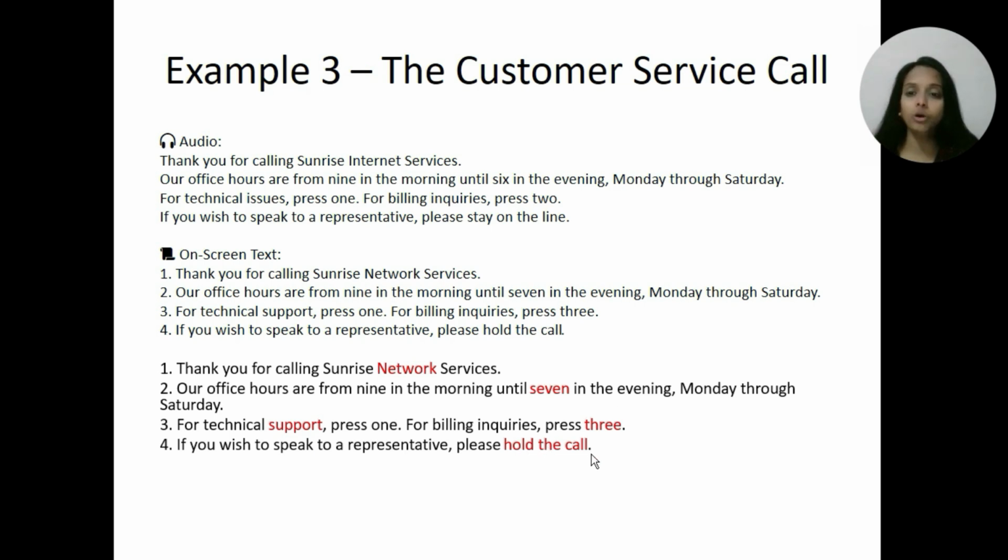And the last one, hold the call, but in the audio, I said stay on the line. So phrase-level paraphrase. PTE Core uses these things to test real-life understanding. So this example simulates everyday workplace or service communication, a key feature of PTE Core. You have to focus on phrases, not just individual words.